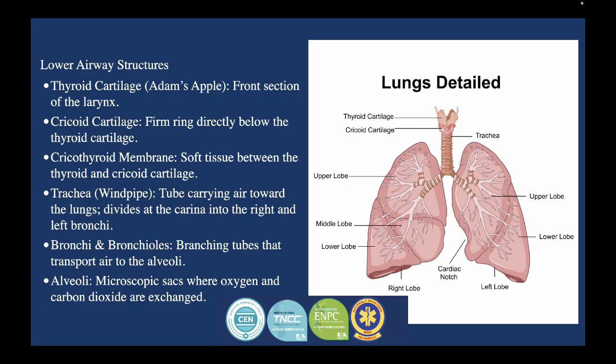Once again, reemphasizing the trachea, which is our windpipe. It's a tube carrying air towards the lungs, and it divides at the carina into the right and left bronchi. So if you follow the trachea down, you see it makes its way into the right and left lung. That junction, where I would call it a fork in the road, a fork in the road where it goes from right to left side of the lungs, that is called the carina.